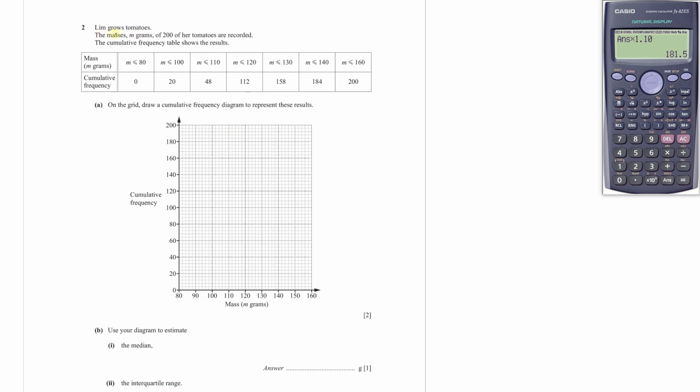Question 2 is Lim grows tomatoes. The masses m grams of 200 of her tomatoes are recorded. The cumulative frequency table shows the results. So there were 0 tomatoes that were less than or equal to 80 grams in mass. There were 20 that were less than or equal to 100 grams, and so on. On the grid, draw the cumulative frequency diagram to represent these results.